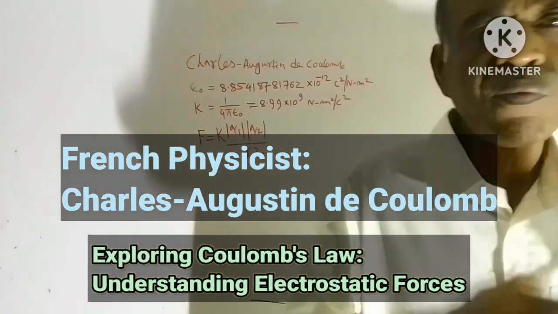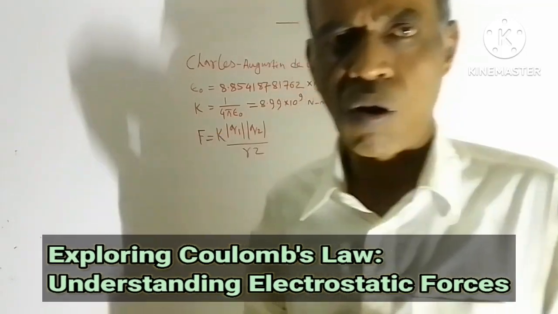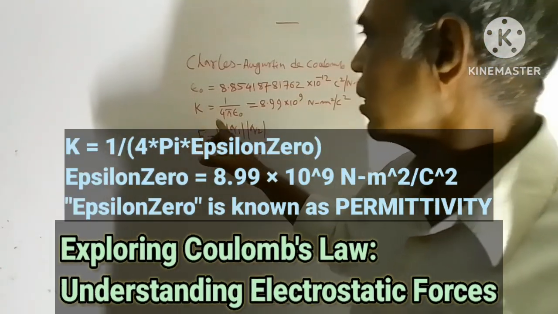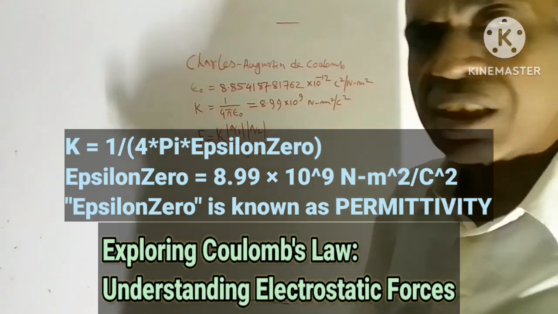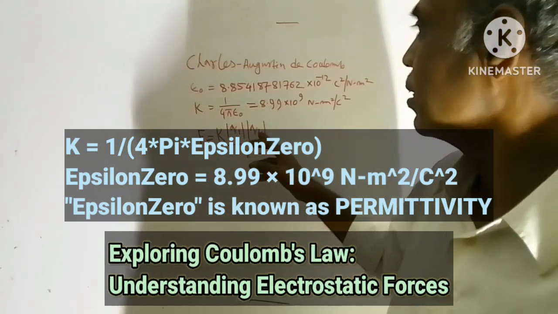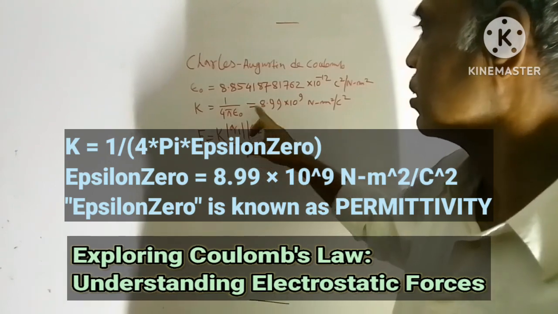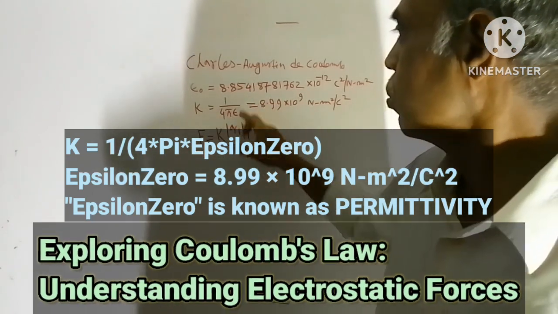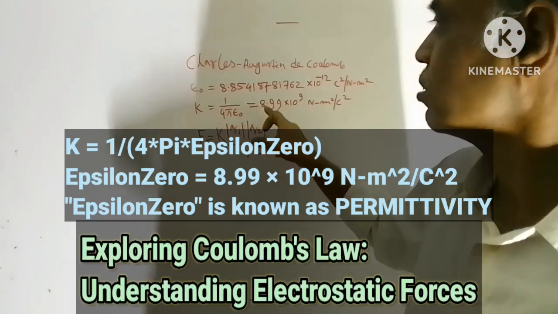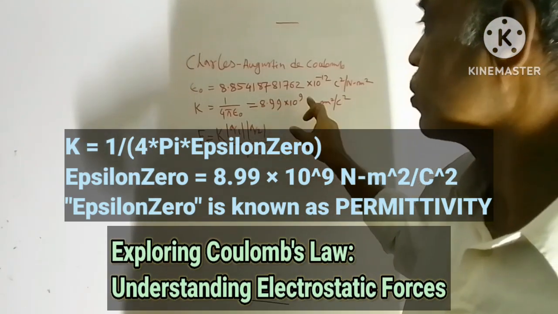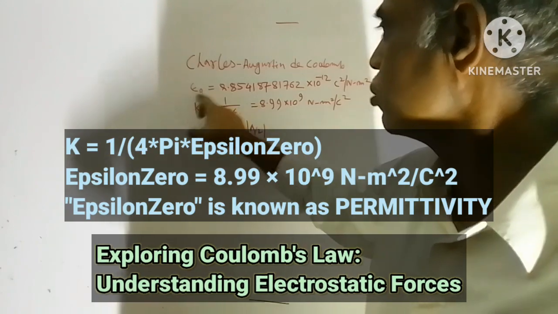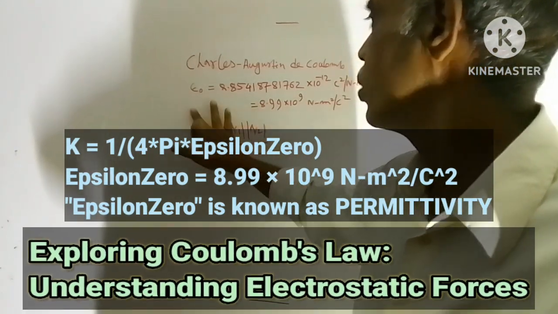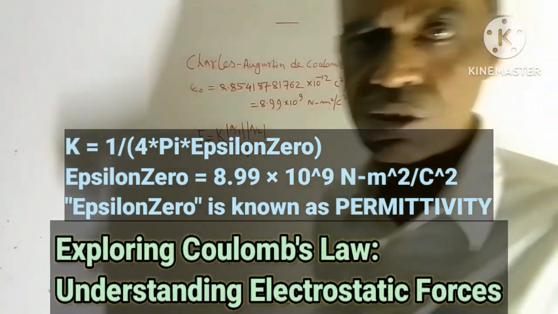So he found this law experimentally, and when K is written as 1 by 4 pi epsilon 0, in that case this is not the value of K, this is the value of epsilon 0. If the value is written as 8.99 into 10 to the power 9, there is a mistake. This should not be written here, this is actually only epsilon 0. This is the value of epsilon 0.